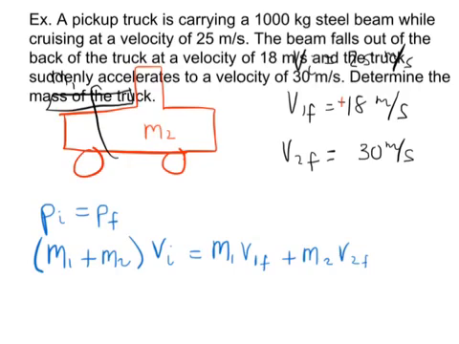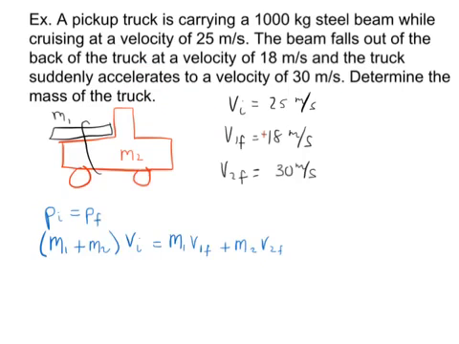Let's see. Useful astronomical data. Go to what are we looking for in this problem? Index. Mass of the truck. The mass of the truck, which is M2. Again, we're looking for the mass of the truck. The mass of the truck is 1,000. Oh, the mass of the beam is 1,000.